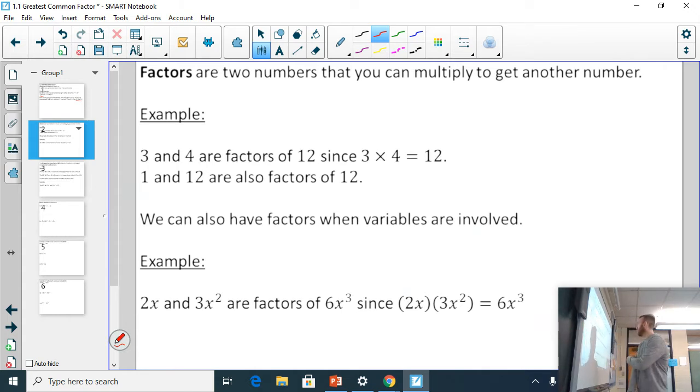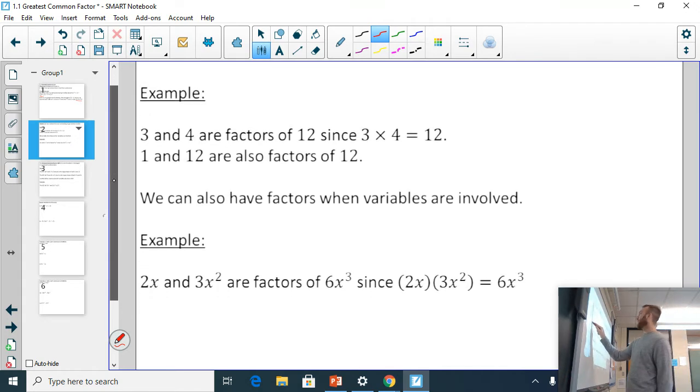And another way to think of a factor is anything that is evenly divisible. So since 12 divided by 4 is 3, right? Then 4 and 3 are also factors, right? So you can think about it that way.